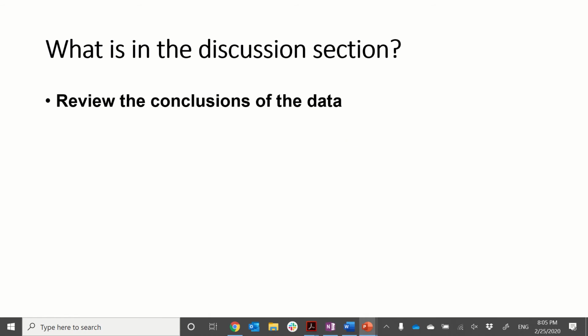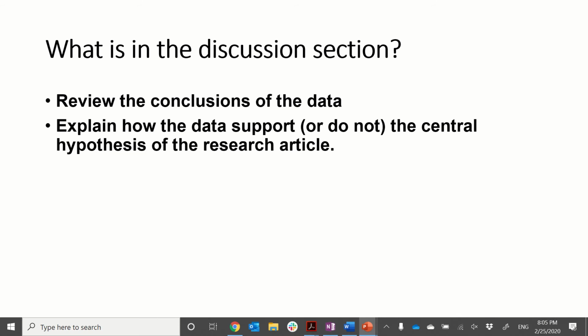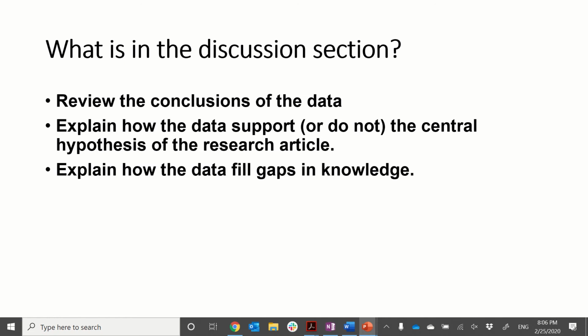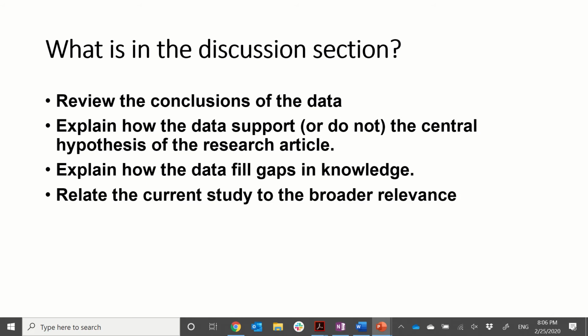First, a review of the conclusions of the data, so the interpretations of the data that the authors discussed in the results section. And then explain how the data support, or do not support for that matter, the central hypothesis of the research article. Presumably, determining if the hypothesis is supported or not supported will help to fill gaps in the knowledge in the field, and then also relate the current study to the broader relevance of the field.